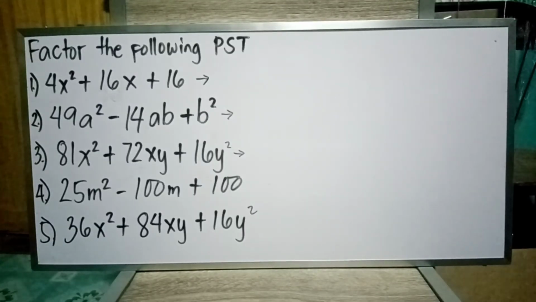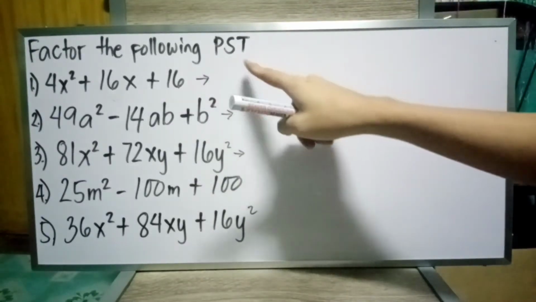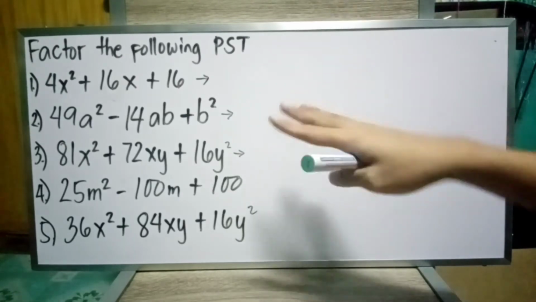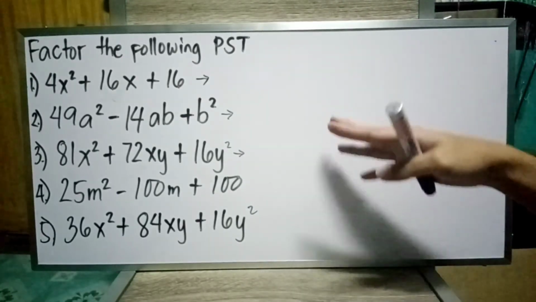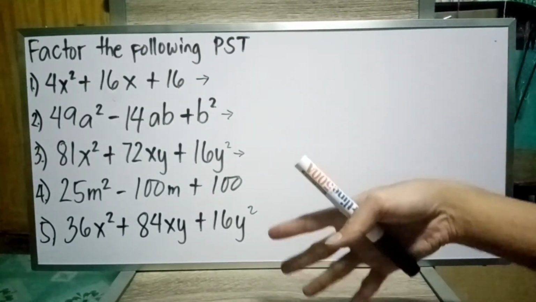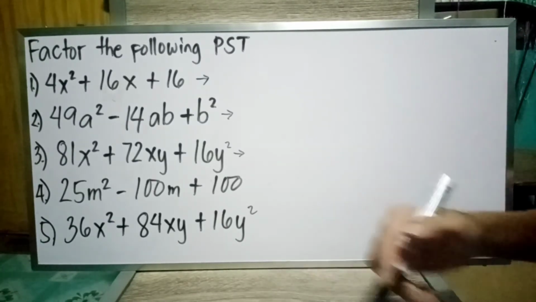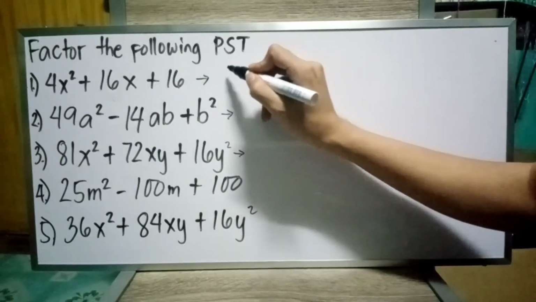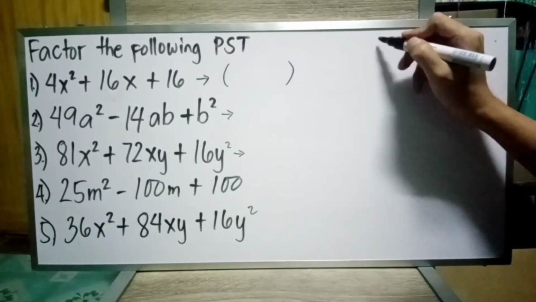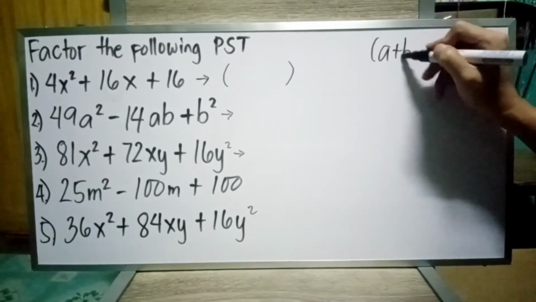Okay, now let's try to answer the following. Factor the following perfect square trinomials. You can pause this video and answer the following, and after that you can play it back to check if your answer is correct. Okay, so now let's do it. Let's answer this. Just remember the formula.